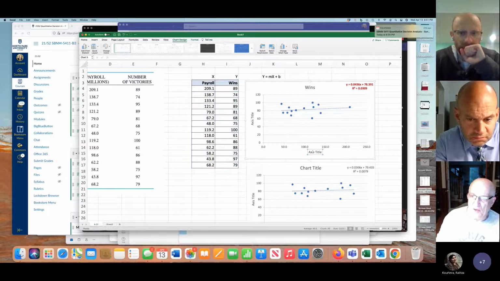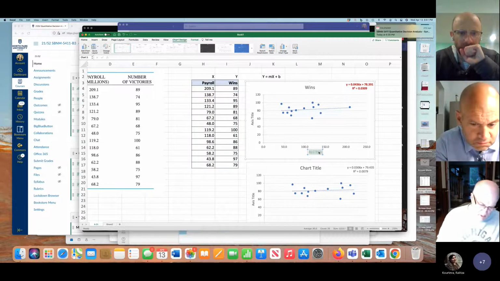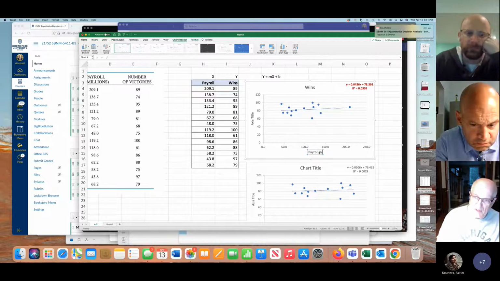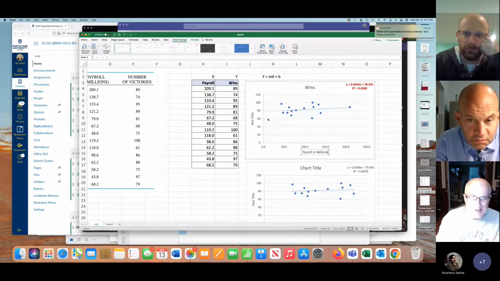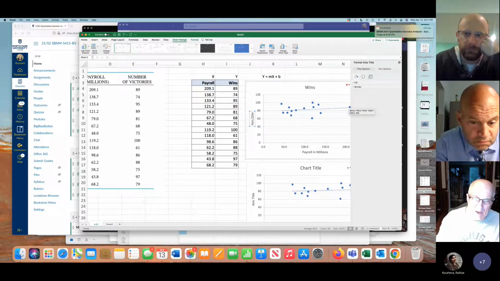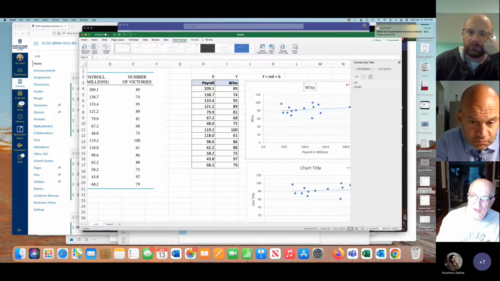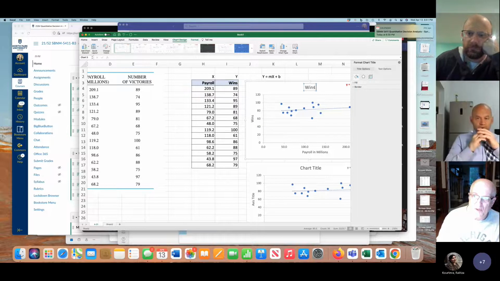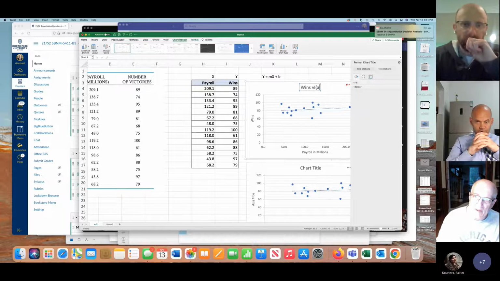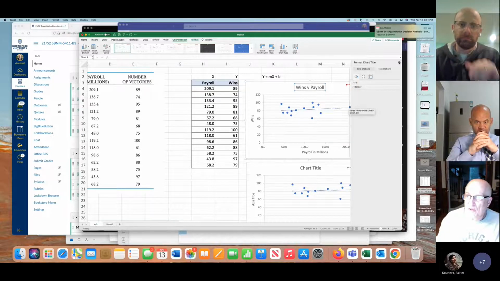And if I want, I can put here payroll in millions. If you turn charts in to me, you should label them. So I know that you know what it is. I will probably be able to figure out what it is. Wins. And I use wins instead of victories because it's just shorter. And for the chart title, I might put wins versus payroll. God, I can't type at all. Good thing I know something about regression.